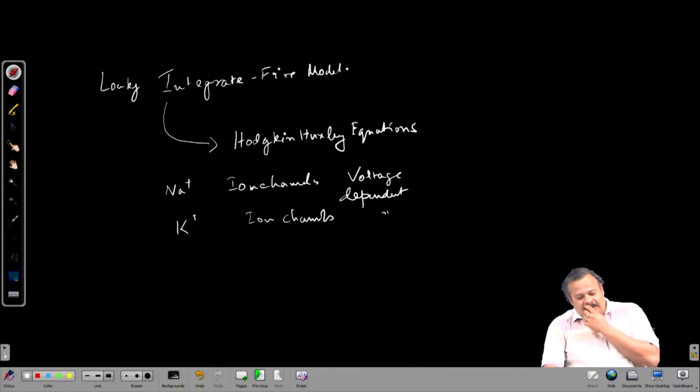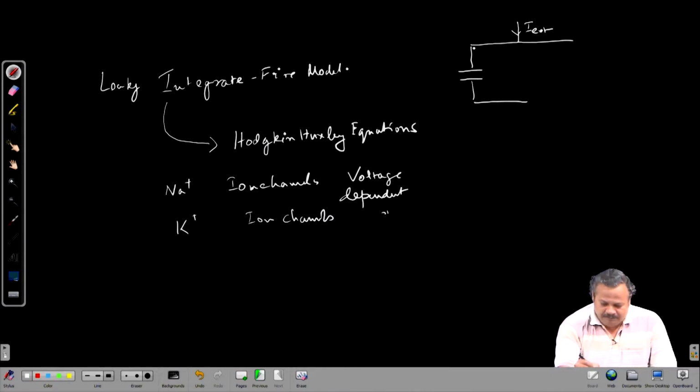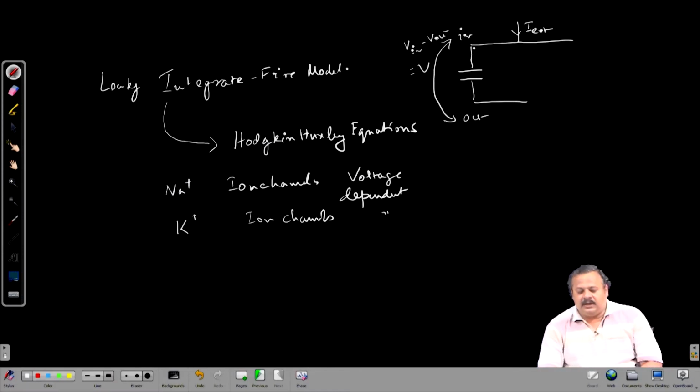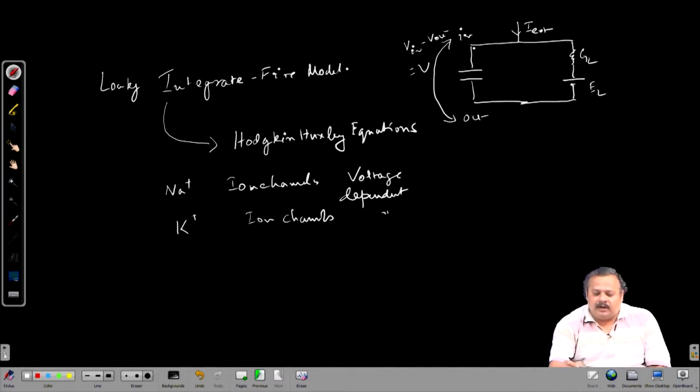So, if we go back to our circuit again, if we have this I external as before, we have the capacitor, the membrane capacitance on this side, this is the inside, this is the outside, this difference V in minus V out is our V, that is the membrane potential, and we had this G leak and E leak that makes up the leaky integrate and fire neuron.